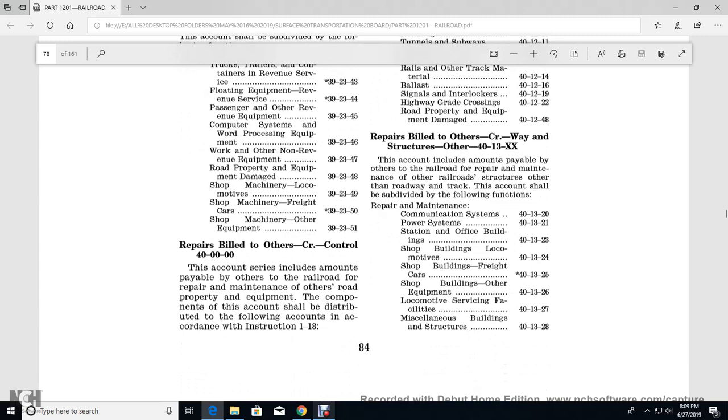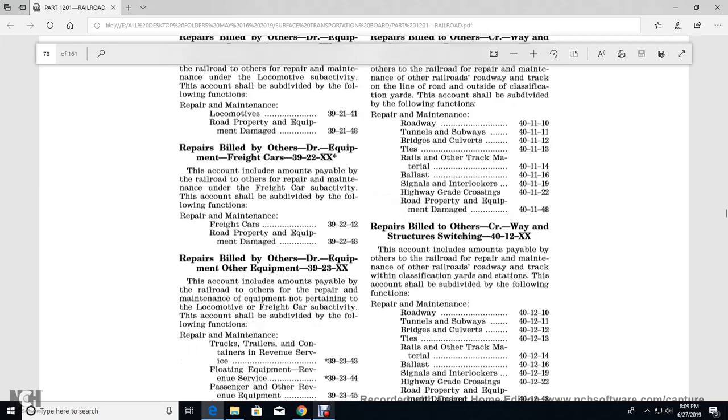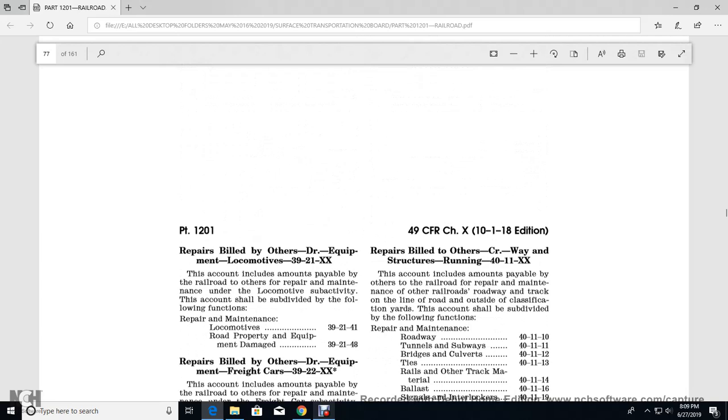The accounts here include the amount to pay to the railroad for the repair maintenance out of the road property equipment, the compensate component with the account with the shop, with the distribution following instruction in accordance with 118. Repairs billed to the other CR way with the structure of the running 4011 XX.